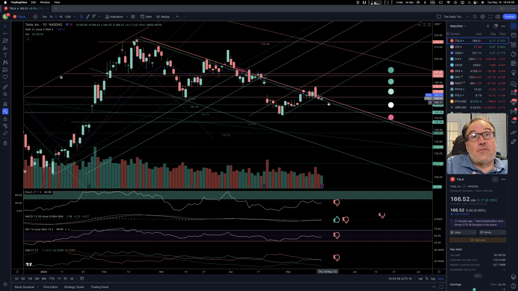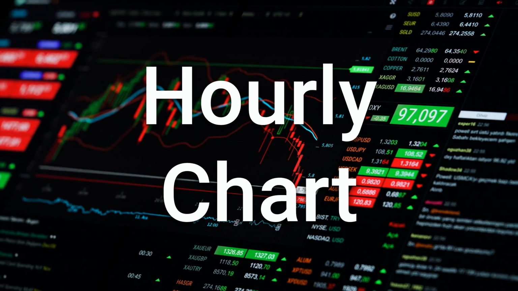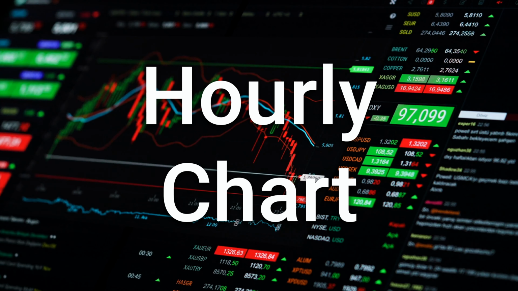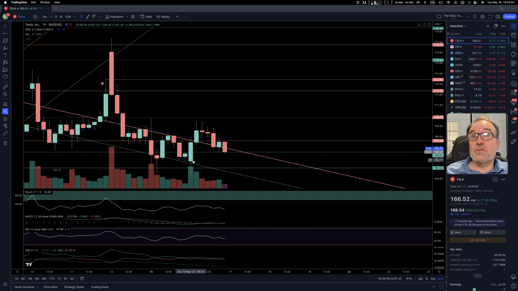This is not looking good for Tesla. It needs to do something, and it's not doing it. It's caving in. Let's take a look at the 1 hour chart to understand how this happened. The first candle of the day was right here. We started at the first resistance or support, depending on if we are higher or lower.